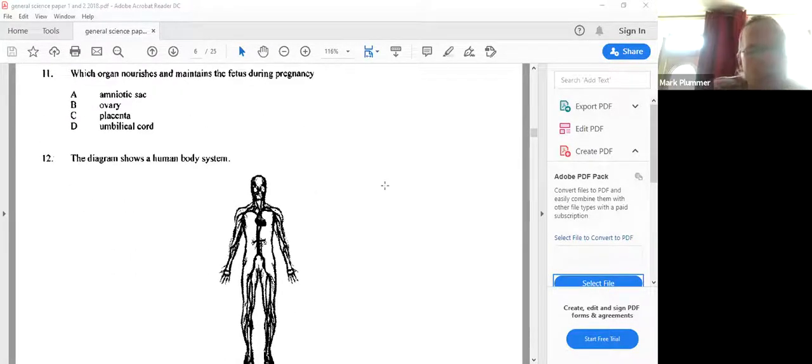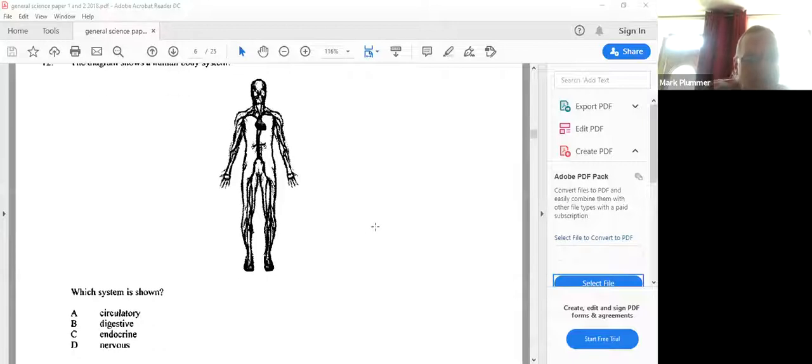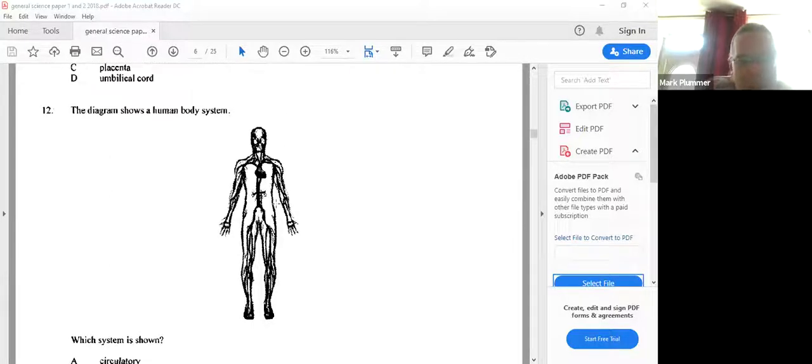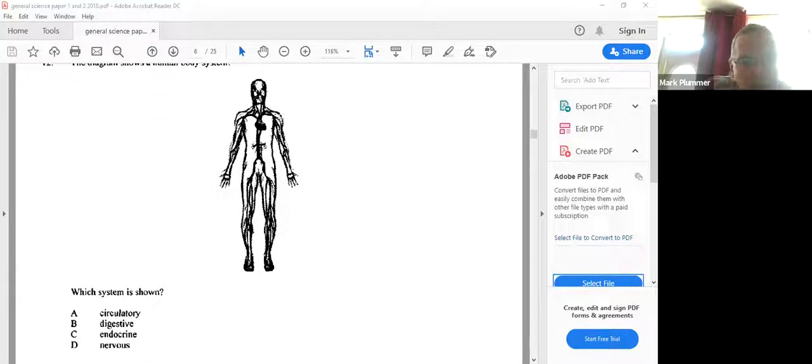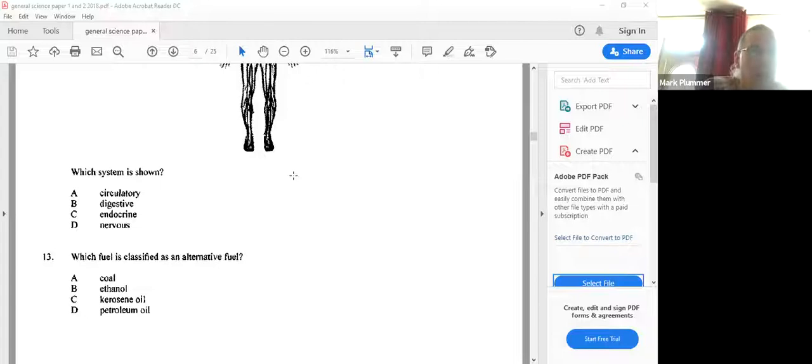Right then, number 12. Number 12 shows a diagram of a human body system. I'm assuming with this one that they're referring to the blood vessels and the heart, because I can't see anything else. It's not a very clear picture, but running with the fact that they're showing the diagram of the heart and the blood vessels, the answer to number 12 is A, the circulatory system. Number 13, which fuel is classified as an alternative fuel? This just means an alternative to fossil fuels. And the answer to number 13 is B.